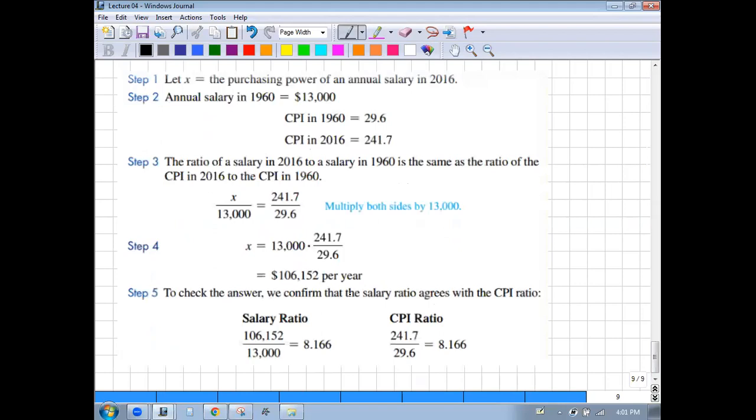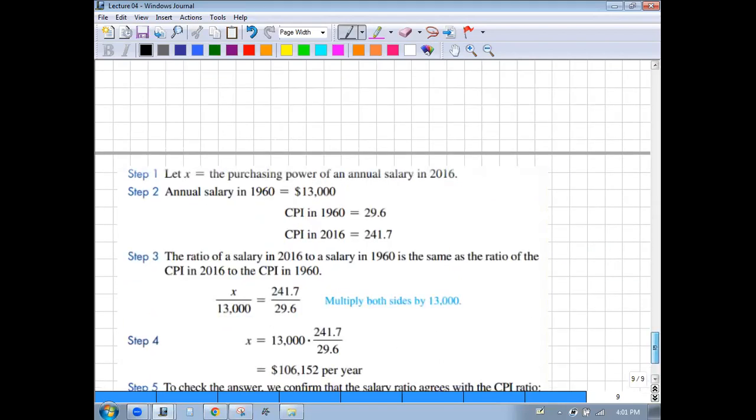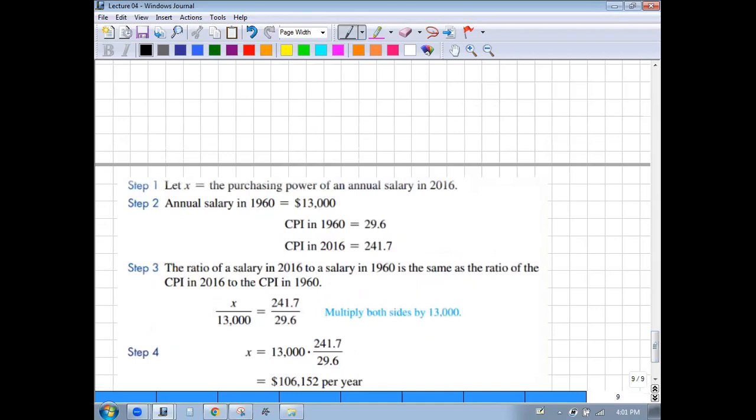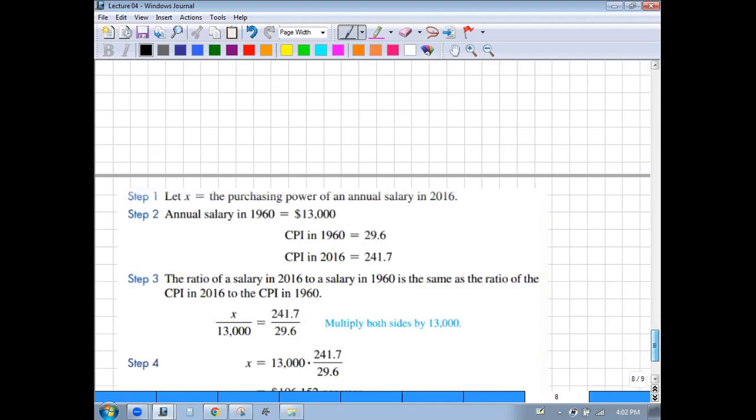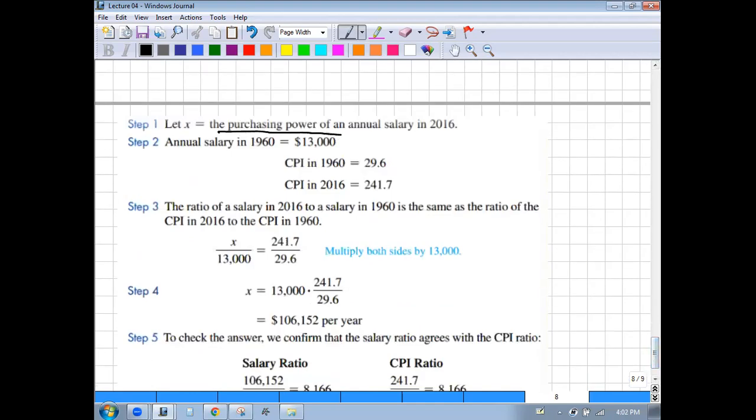Let's see. So we're going to let X be the purchasing power of an annual salary in 2016. Why would we do that? They say compute what net salary in 2016. So X is going to be the salary in 2016, right? That's what the question is, so that's what we want to define our variable to be. X is the salary in 2016 that's equivalent to 13,000 in 1960. So it's the purchasing power of an annual salary in 2016. That's how they state this here.